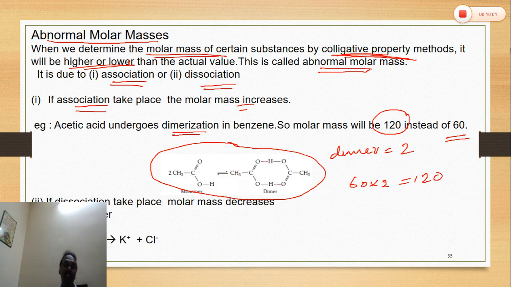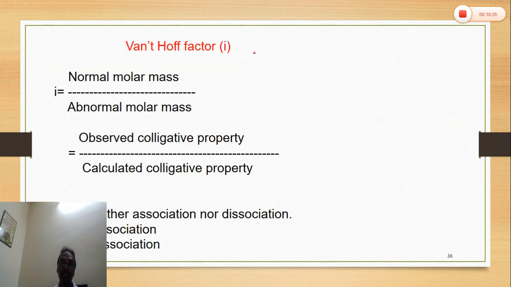But if dissociation takes place, the molecular mass will be lower. For example, KCl in water undergoes dissociation into K plus and Cl minus. Now the particles are increased, but the molar mass becomes lower. This is called abnormal molecular mass. That is, colligative property methods of molecular mass determination give a lower or higher value, which is called abnormal molar mass. If association takes place, we will get higher molar mass. If dissociation takes place, we will get lower molar mass.